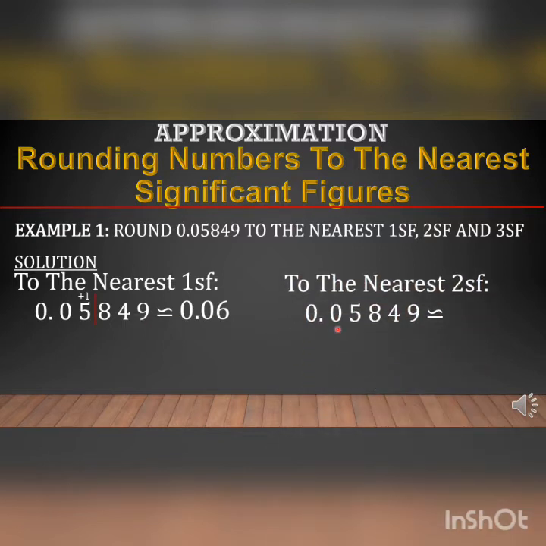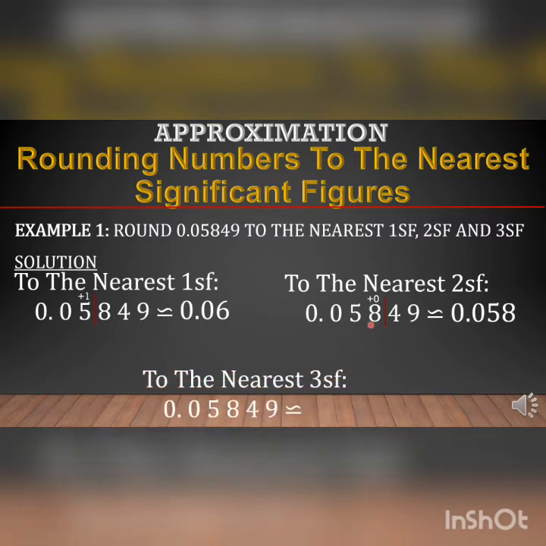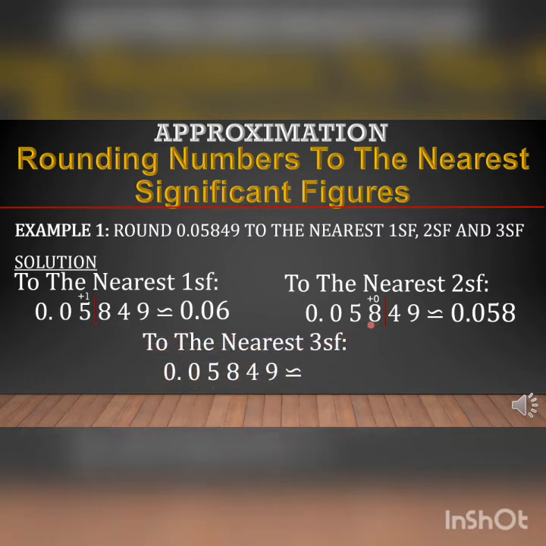2SF now. My second significant figure, is it 9? No. 4? No. Is it 8? Yeah, it is 8, because starting from here, the first is 5, the second is 8. So my line right after 8, I'll check. I'm having 4. Will I round up or down? Definitely round down. So I'll be adding 0 to the required position. So my answer is 0.58 plus 0, 0.058.